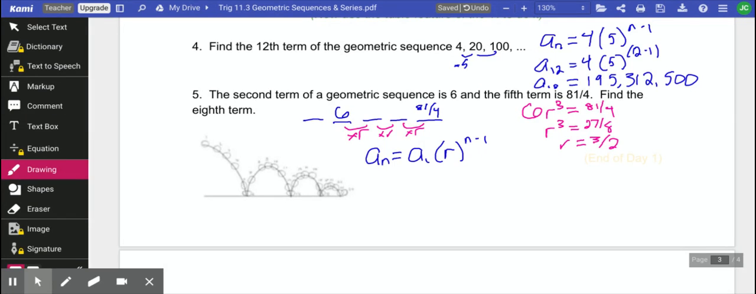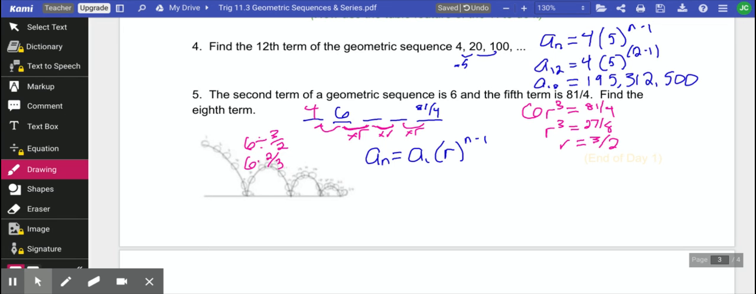Oh, and I also want to back up because I want to find that first term too. So to find that first term, instead of multiplying, remember this direction, we're multiplying by 3/2. If I take 6 divided by 3/2, that's going to take me back the other way. So it looks like the first term is 4.